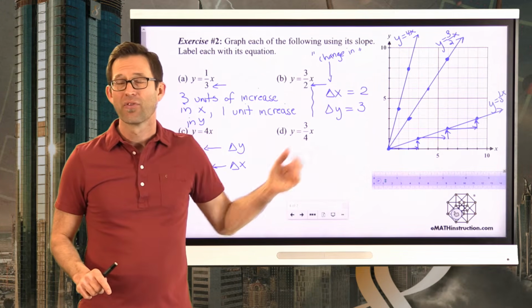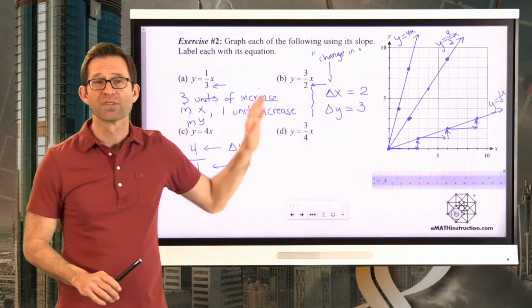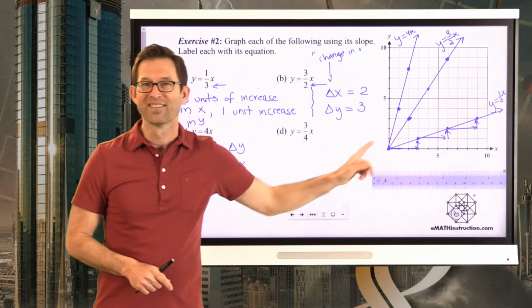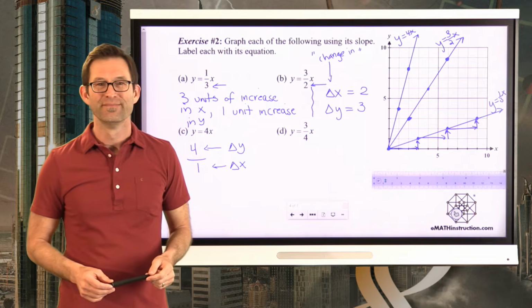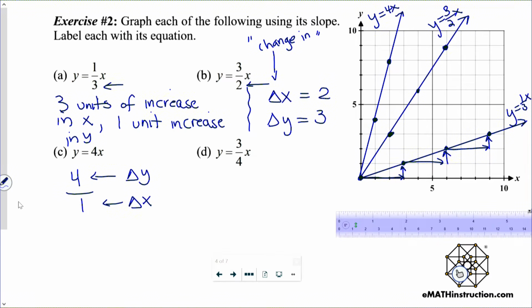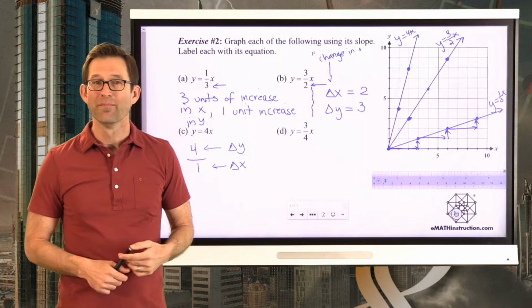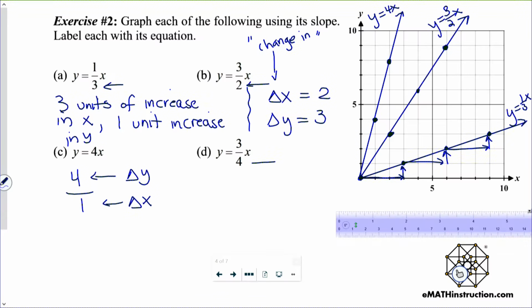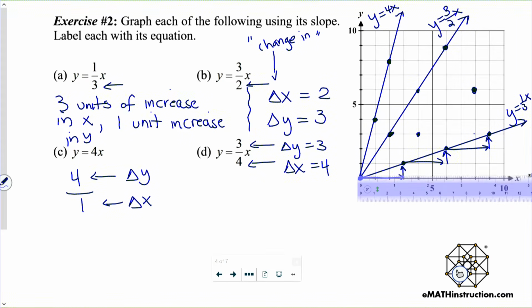And the last one, y equals 3/4 x, follows a similar pattern. Why don't you pause the video and see if you can squeeze that line in on our grid. All right, in this case again, the change in x will be 4. The change in y is 3. So starting at the origin, I'm going to go 4 units to the right and 3 units up. 4 units to the right and 3 units up. I'm only going to be able to fit those 2 additional points on there besides the origin.